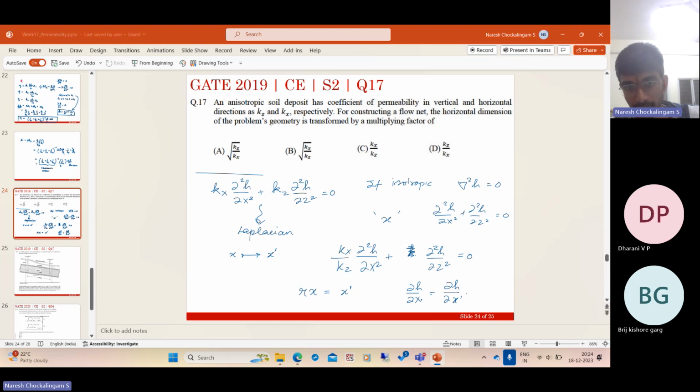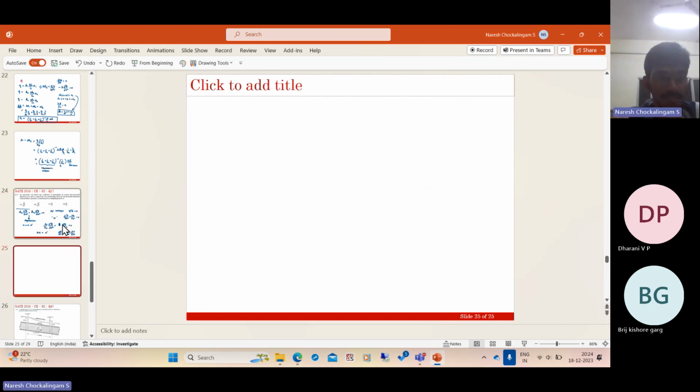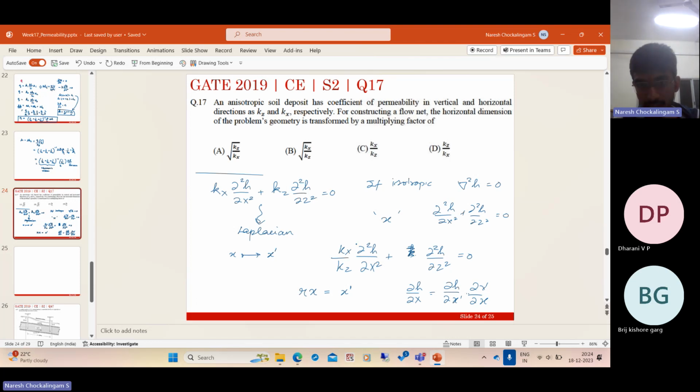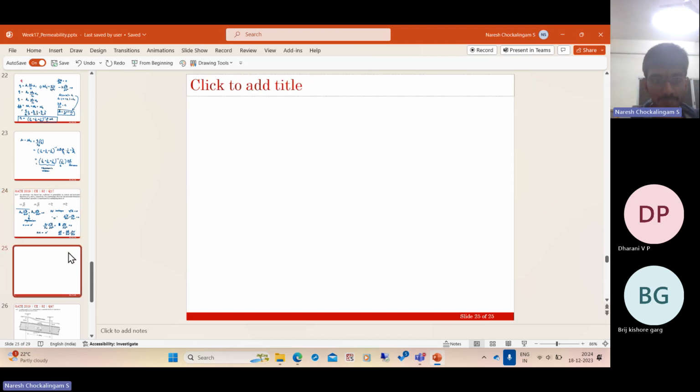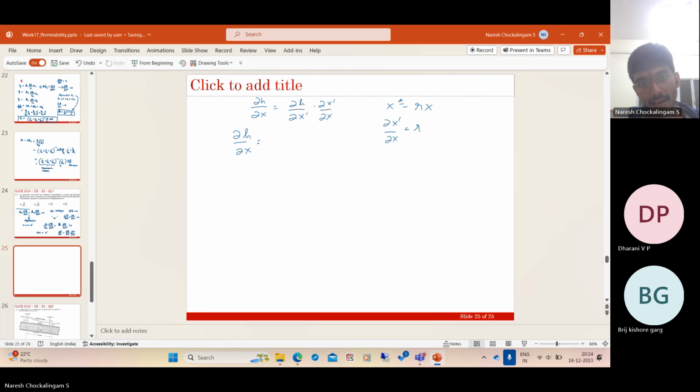Then ∂h/∂x is nothing but ∂h/∂x' times ∂x'/∂x by chain rule. Now let us substitute this expression into this equation. But x' we have taken as r times x, which means ∂x'/∂x is nothing but r. So ∂h/∂x is r times ∂h/∂x'.